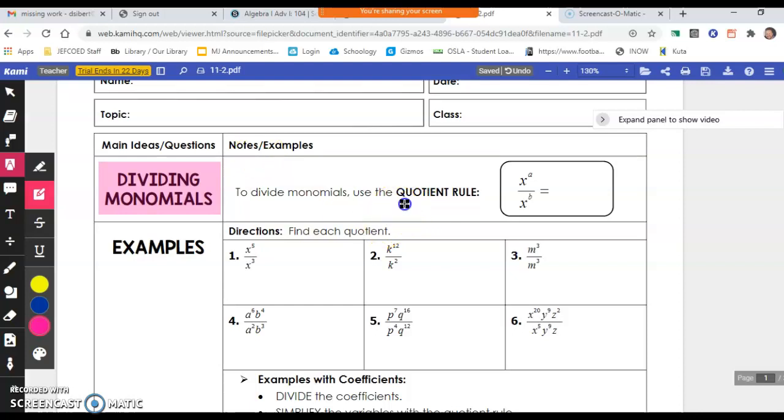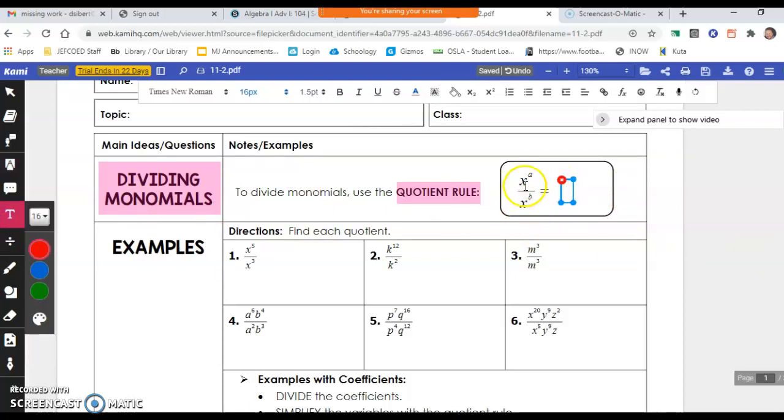Well, today we're looking at the quotient rule, which you guys know quotient is right opposite of multiplication, or the product. So if you're looking at the quotient rule, guys, what that tells us is that anytime you have a monomial divided by another monomial, what you will do with those exponents is you will subtract them. So that would be the top exponent, or the first one, subtracted from the second one.